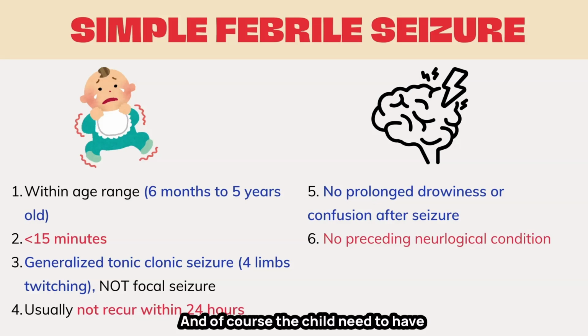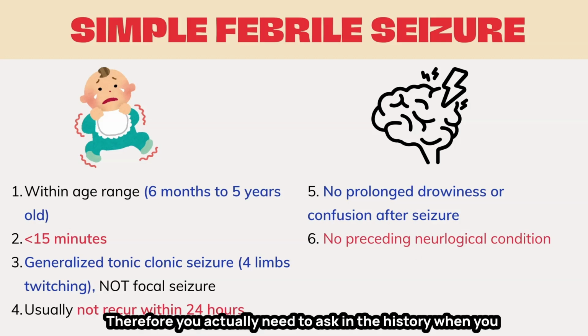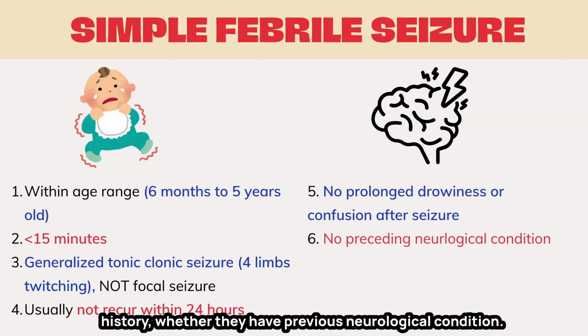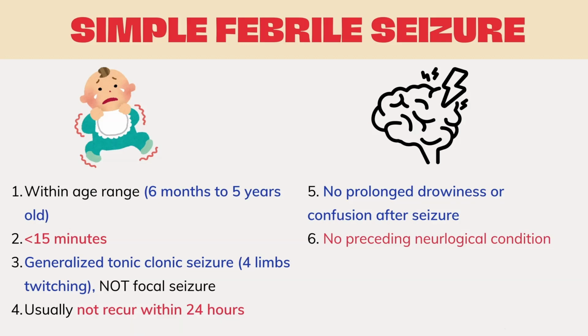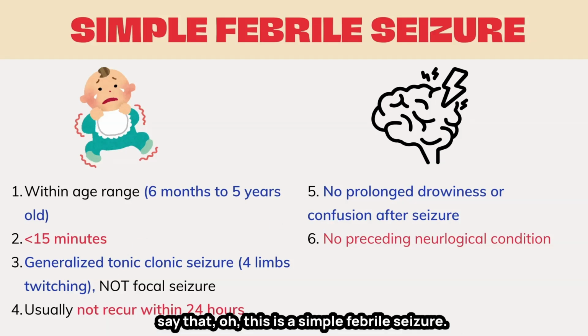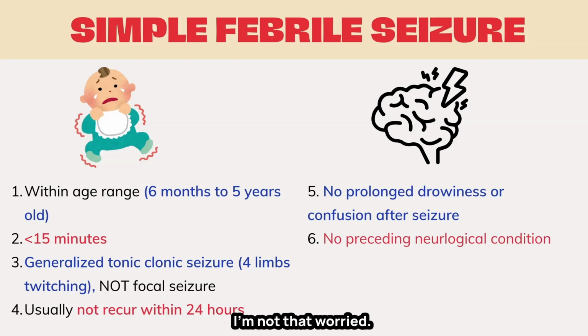And of course, the child needs to have no preceding neurological condition. Therefore, you actually need to ask in the history when you encounter cases of febrile seizure. You need to ask about the developmental history, whether the baby has previous significant developmental delay, and the past medical history, whether they have previous neurological condition. So if you can fulfill all of this, you can confidently say that, oh, this is a simple febrile seizure. I'm not that worried. Okay?